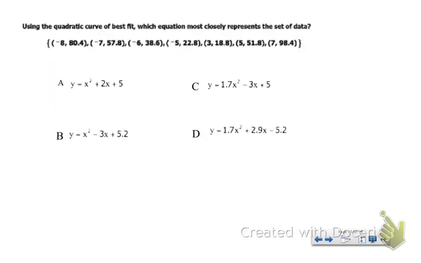Okay, using the quadratic curve of best fit, which equation most closely represents the set of data? So, and this one is very straightforward. They're telling you what to do. Use the quadratic curve of best fit.